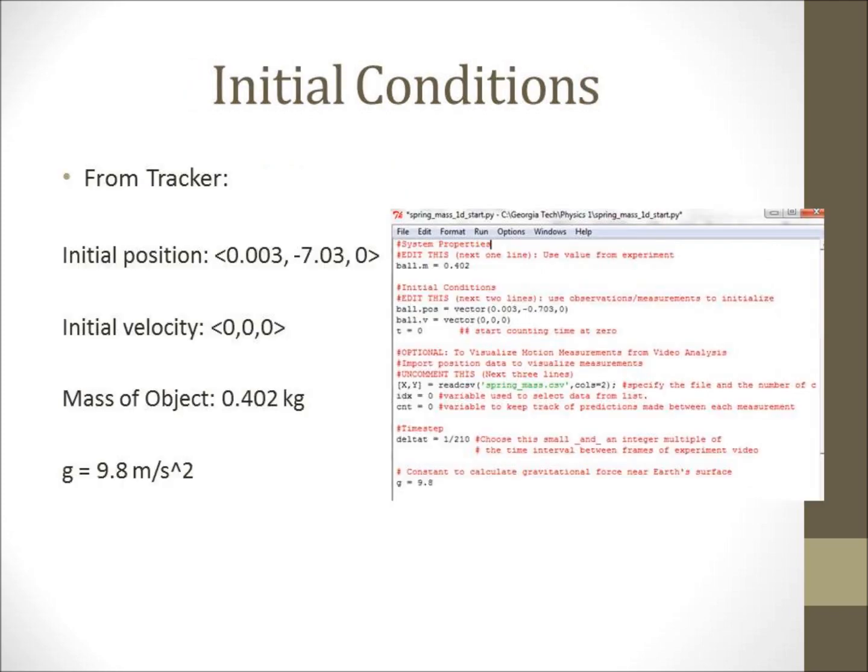From Tracker, my initial position was 0.003 in the x direction and negative 0.703 in the y direction. My initial velocity was 0, and the mass of the object was 0.402 kilograms.